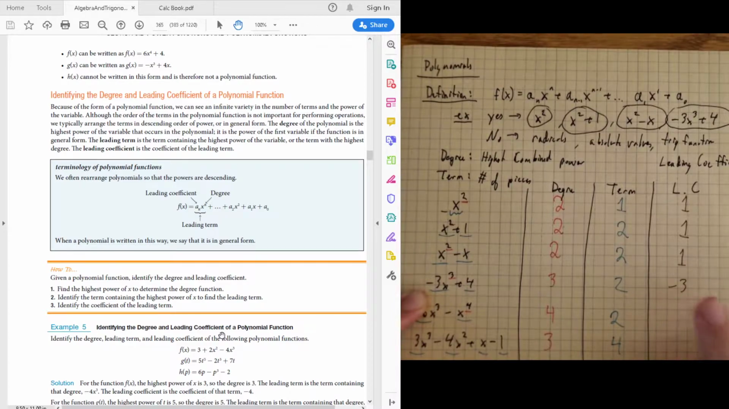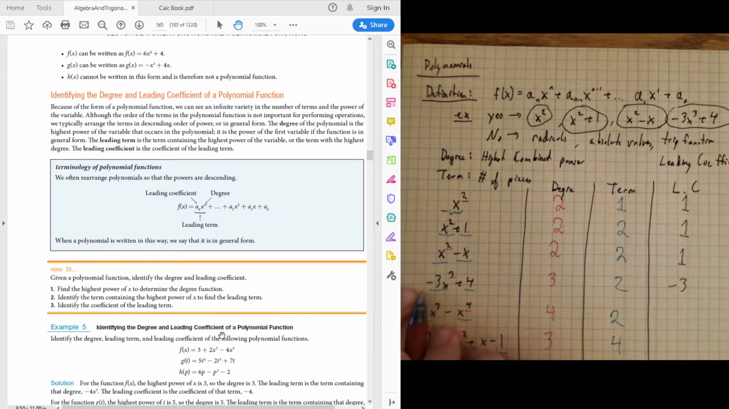For this one, my leading coefficient is actually negative 3. This is the only time you can have negative numbers, is when we talk about leading coefficients. So, how do I know it's negative 3? Well, x cubed determines the degree, and its number is negative 3.